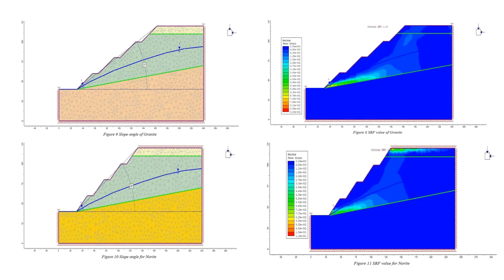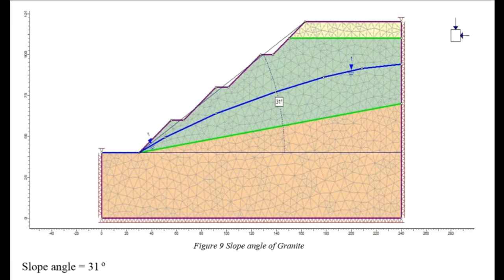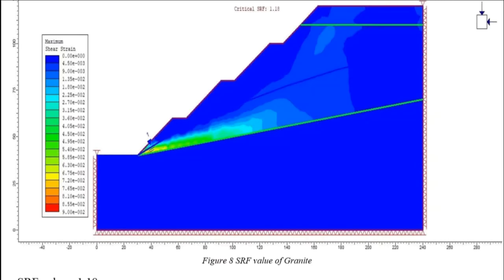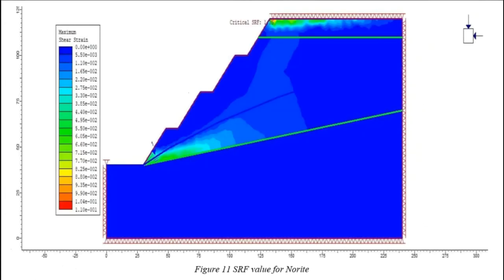For the calculations of slope angle and critical factor of safety, we perform a number of iterations on the Phase2 software to get to the safest level. As you can see in this picture, our slope angle for granite is 31 degree and the critical factor of safety is 1.18. Similarly, for norite, the slope angle is 38 degree and the critical factor of safety is 1.1.